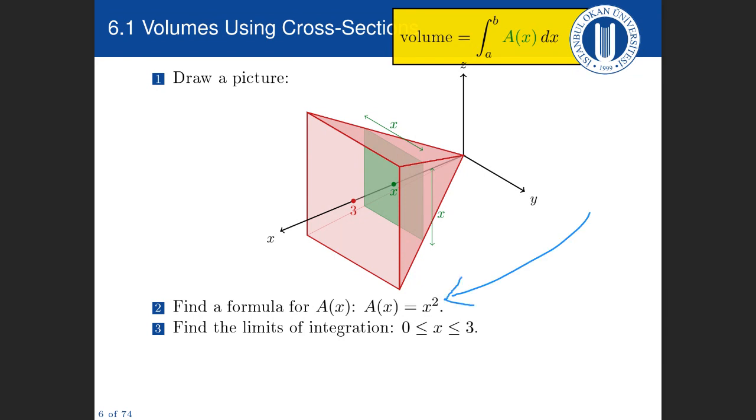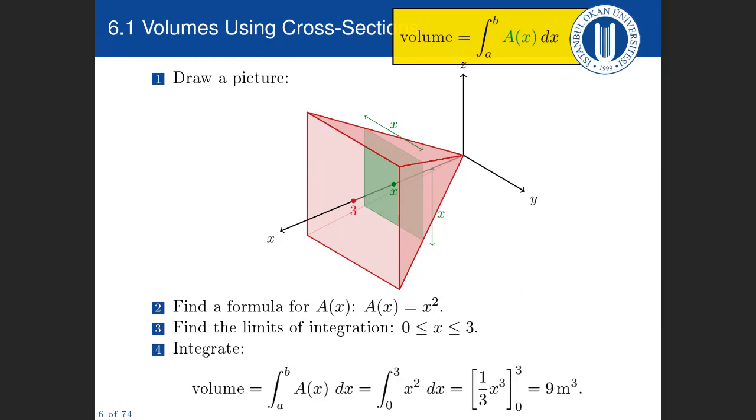Find the formula for A(x), x squared. Find the limits of integration, x is between 0 and 3. We've done all of the hard work. All that's left is to calculate the integral. The integral from 0 to 3 of x squared dx, that's just 9. So the volume of this pyramid is 9 cubic meters.